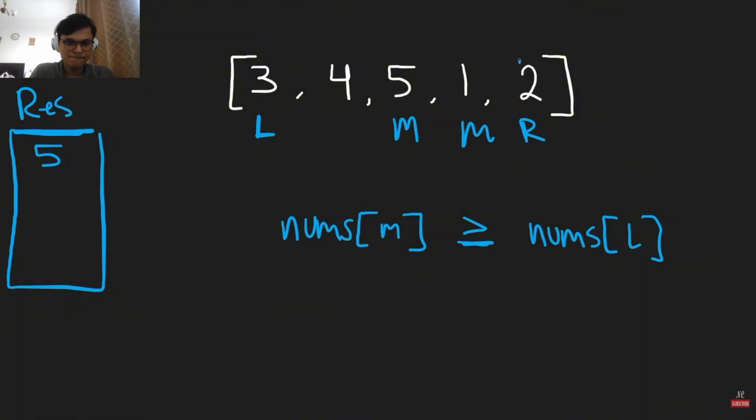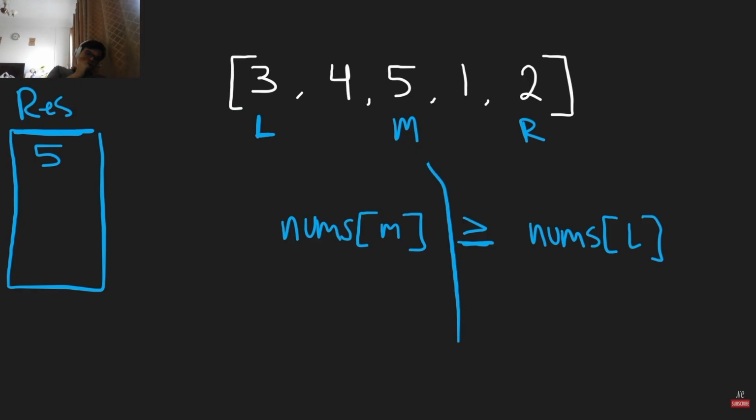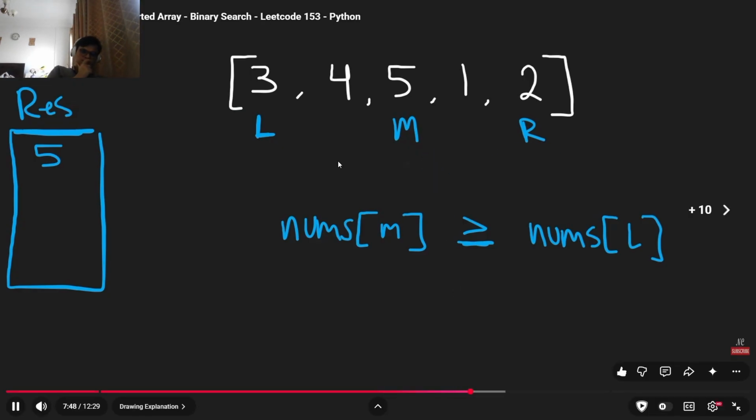If our middle pointer happens to be in the right sorted portion, then we want to search to the left. If our middle pointer is in the left sorted portion, then we want to search to the right. And I just showed you the condition we can use to detect that. So now I'm going to run through the example, and it'll probably make more sense.